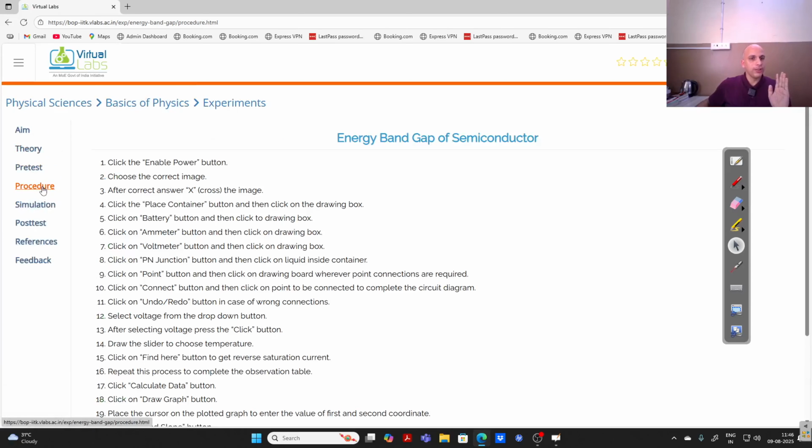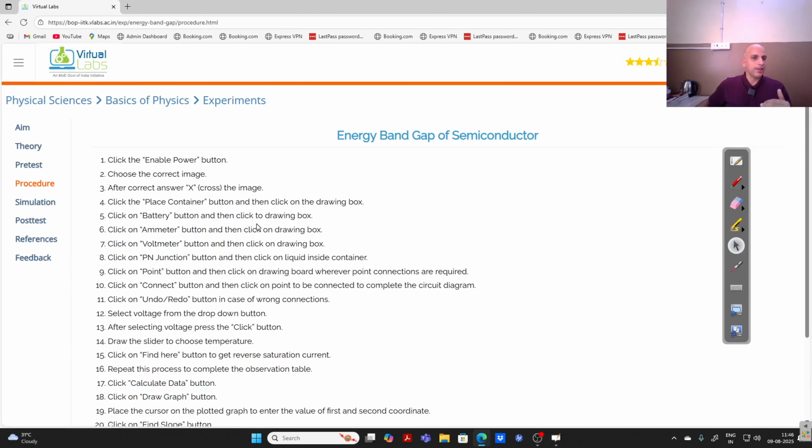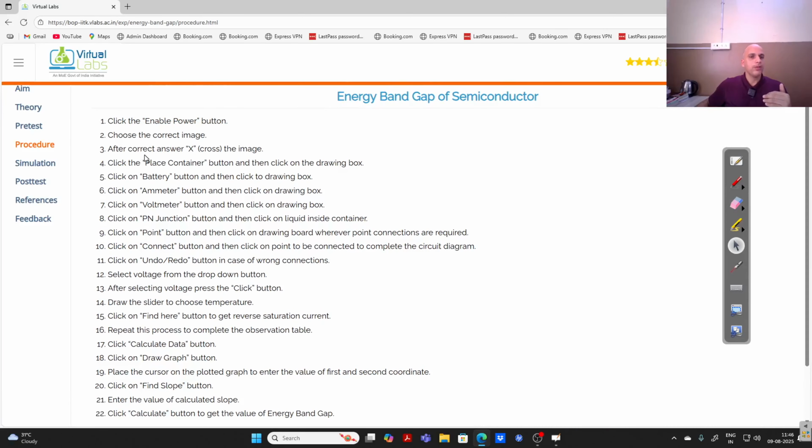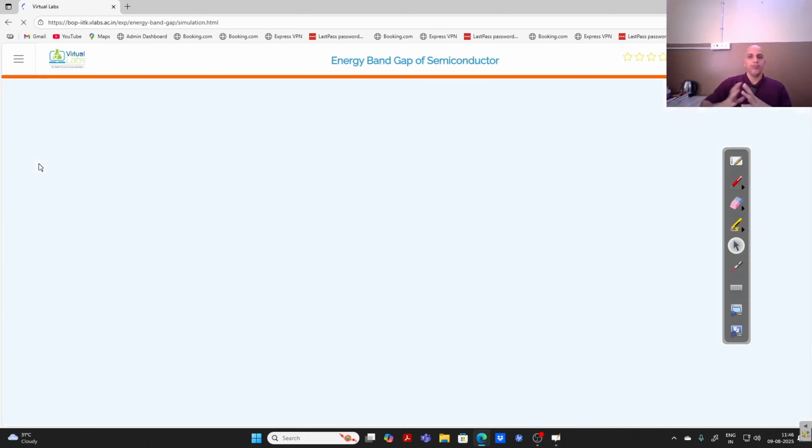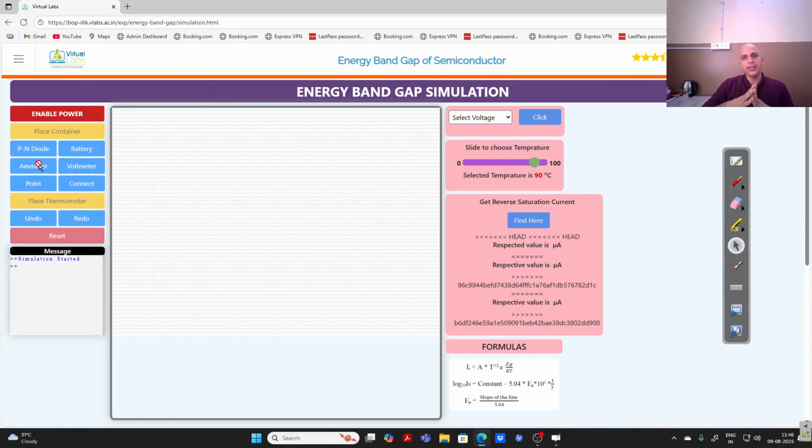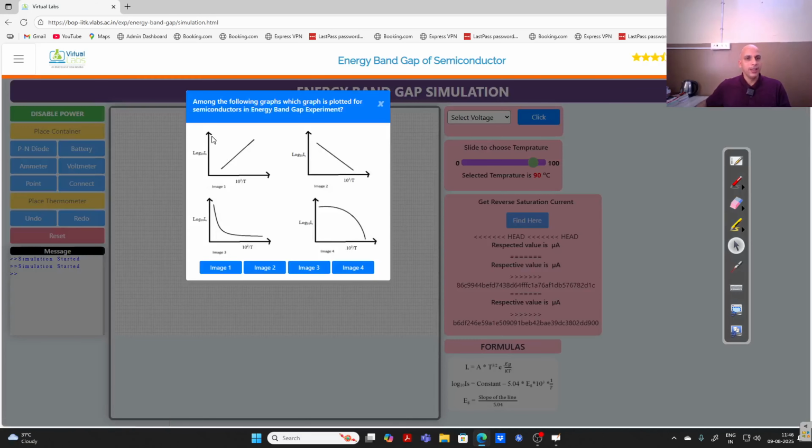Then I am going to the procedure, right? I told you what the procedure is, but I advise you to go through it because it is somewhat different for this virtual lab, but the thing is the same, right? Then I am going to the simulation part. You can see here, first of all, you will enable the power. Power is enabled. Now it is again asking you an answer. Among the following graphs, which graph is plotted for a semiconductor in energy? This graph. This is the graph, right? So image 2 is the correct answer. You chose the correct answer, right?